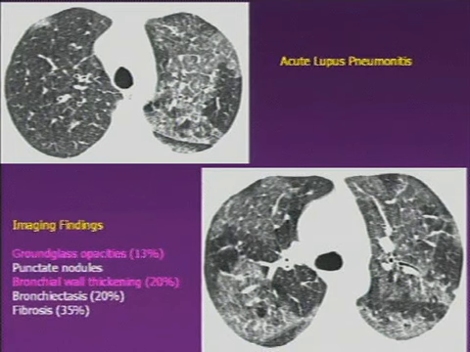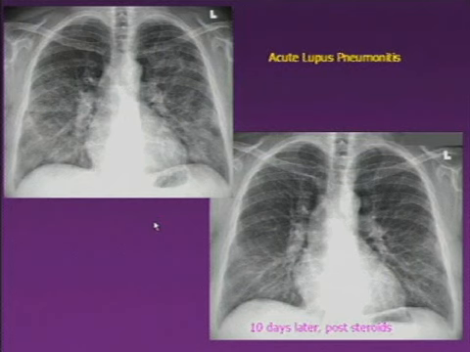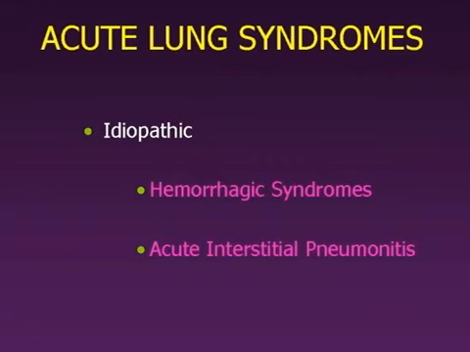This is a different patient with a slightly different pattern of lupus pneumonitis. In this case, we're seeing more ground glass opacities, and here we see bronchial wall thickening as a component of his disease. And again, I don't have the follow-up CT, but here was the X-ray on presentation with a lot of hazy increased lung density, and post-steroids 10 days later, there's a lot of clearing.